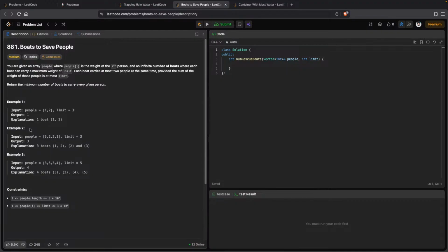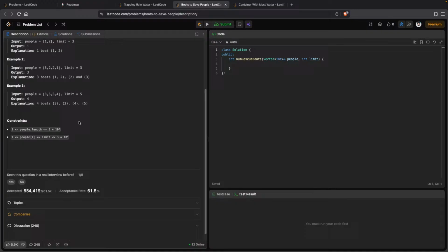You are given an array people where people[i] is the weight of the ith person and an infinite number of boats. Okay, you have infinite number of boats where each boat can carry a maximum weight of limit. Okay, so the boat has a limit. Each boat carries at most two people. Okay, the boat can take two people at most at the same time, provided the sum of the weight of those people is at most limit. Return the minimum number of boats to carry every given person. Minimum number of boats.